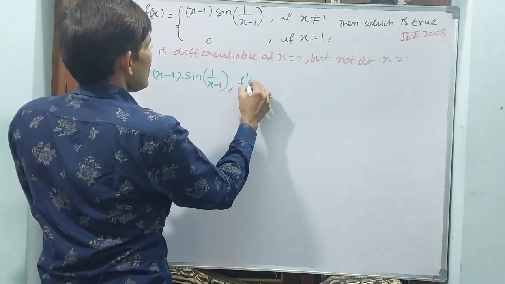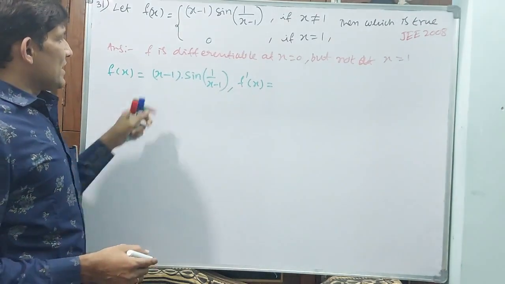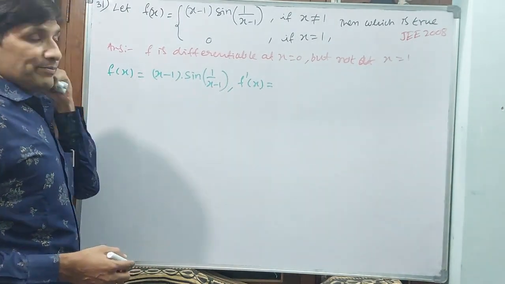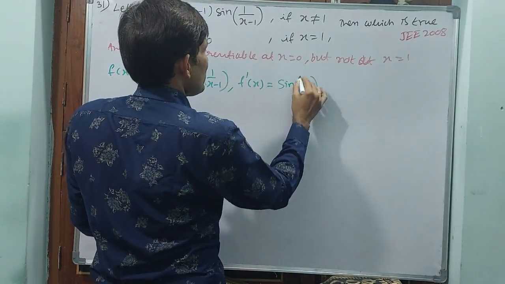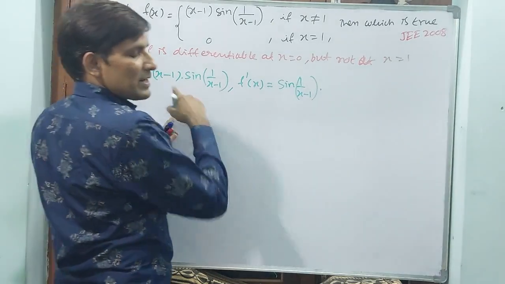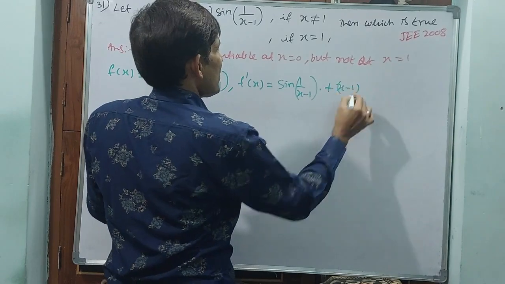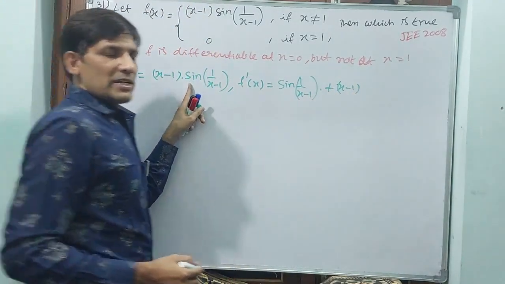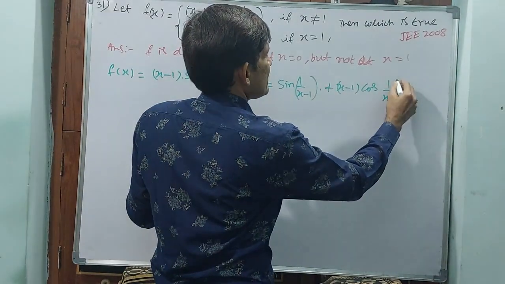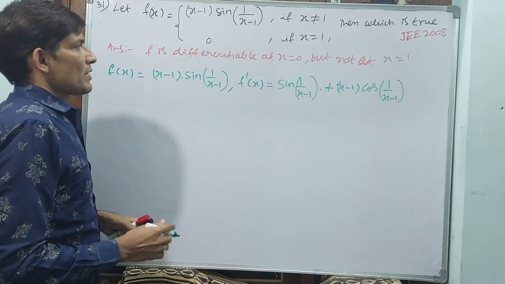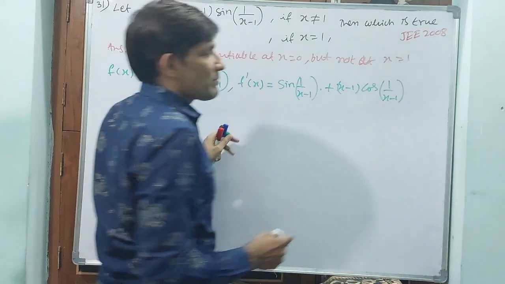See, u into v, two formulae are there. I am differentiating this. f dash x, if you apply, what will happen? This sin of 1 by x minus 1 into d by dx of x minus 1, which is 1, plus x minus 1 into d by dx of sin of 1 by x minus 1, that is cos of 1 by x minus 1. Again, d by dx of 1 by x minus 1 is minus 1 by x minus 1 whole square.